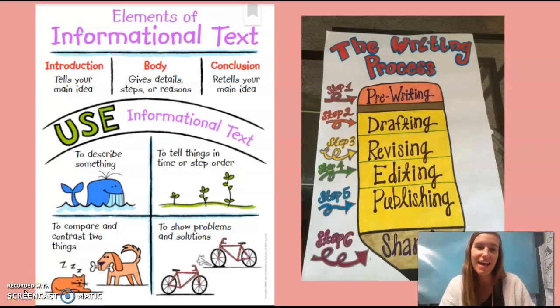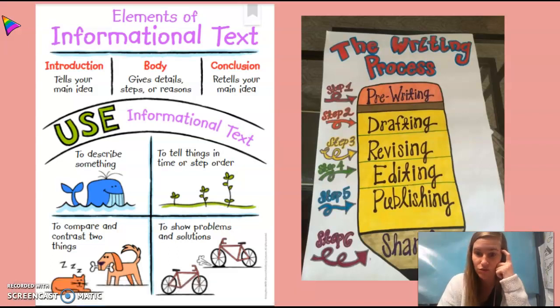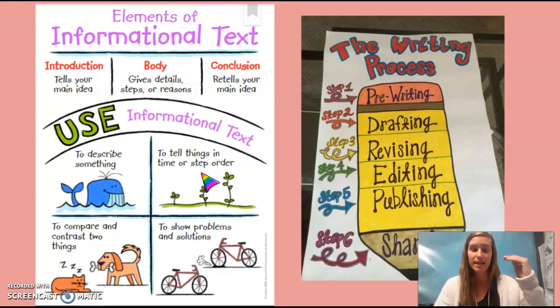Hi, everybody. So today we are going to be writing another procedural text. Remember, procedural texts are a type of informational text. So when we write procedural texts, we are teaching our readers how to do something. We are giving them more information. Okay? And so a procedural text tells things in time or step order. So remember, we use those words first, next, then, and last to tell the steps in order of how to do something.